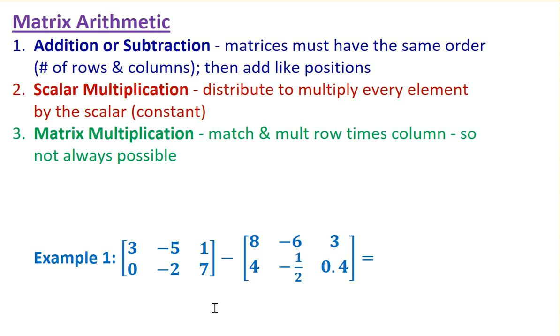Scalar multiplication really just means distribute by a constant. So the word scalar and constant are synonyms. And matrix multiplication will be a little more complicated. We'll do kind of a weird distribution where we'll take every horizontal row times the elements of each vertical column. So you'll see that better as we do some examples.